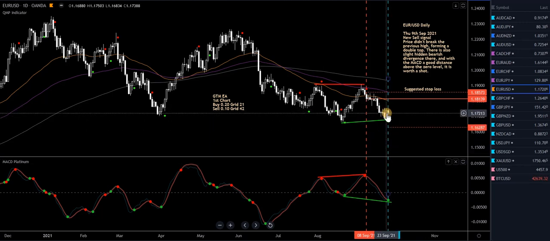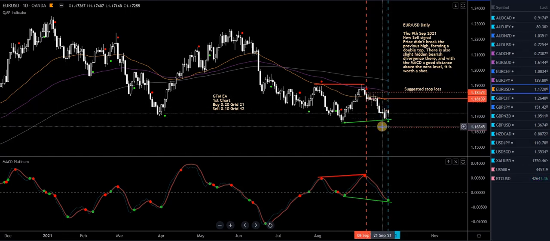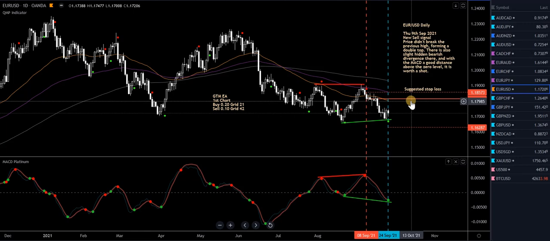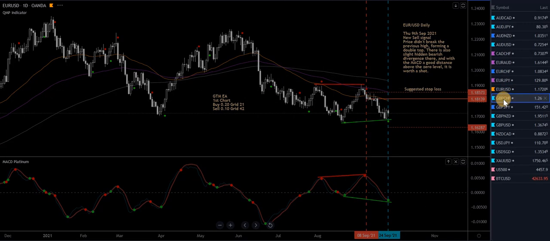If you're only taking the buy trade and you close the sell, just don't go in with your normal risk. If you normally use 2% on a trade, go in with 1% or 0.5% or something like that. So that's Euro USD.